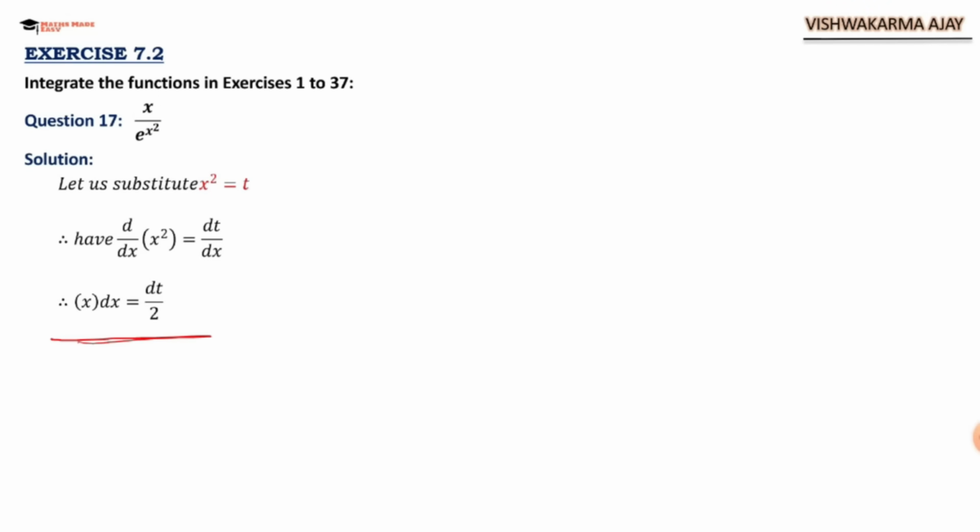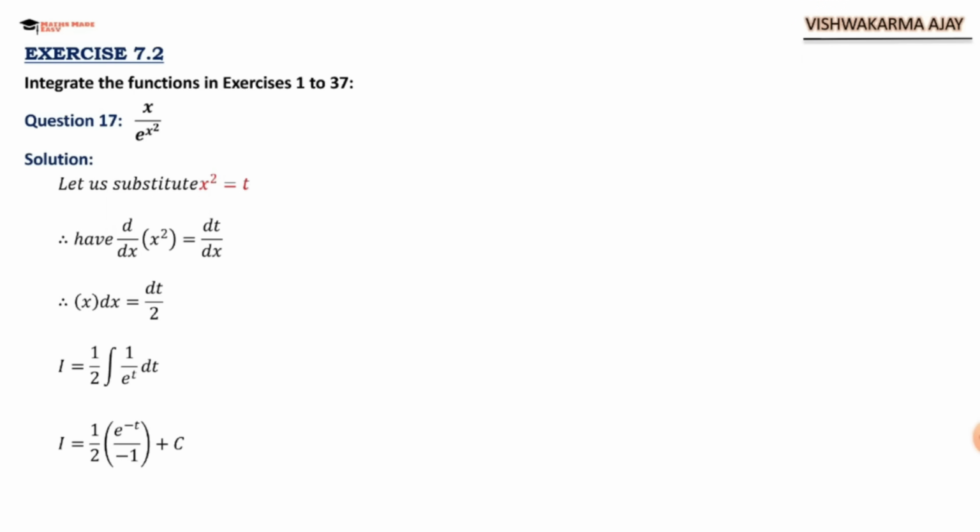So the derivative of x square is 2x. Since x is available in the numerator, with 2 I can play around. If there is extra, I can send it to LHS, RHS, anywhere to get my question done. Okay, I hope this is clear. 1 upon 2 integral of 1 upon e raised to t dt. It can be written as e raised to minus t.